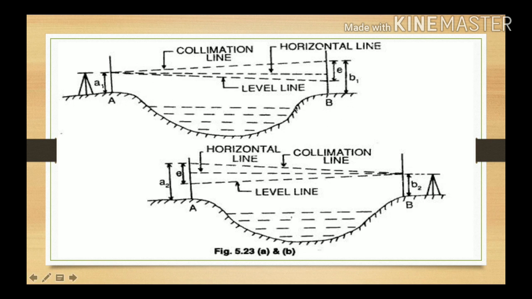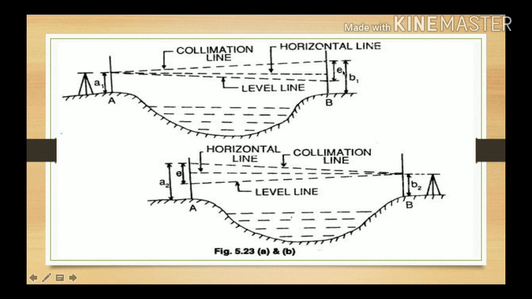As shown in the figure, the level is set up near A on the line AB produced. The instrument is leveled and readings taken on the staff held at A and B. As the level is very close at A, the reading has to be taken by looking through the objective glass with the eyepiece pointing to the staff held at B.